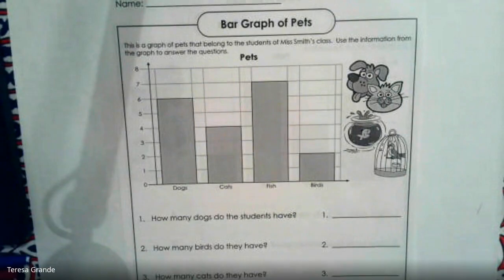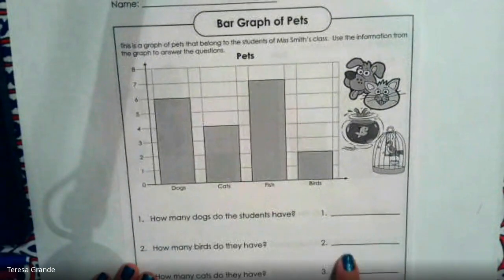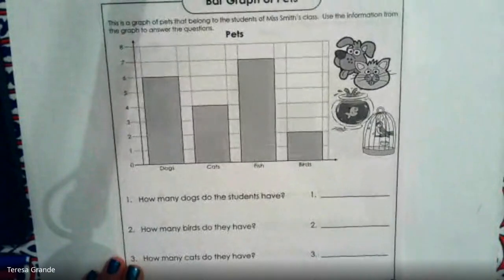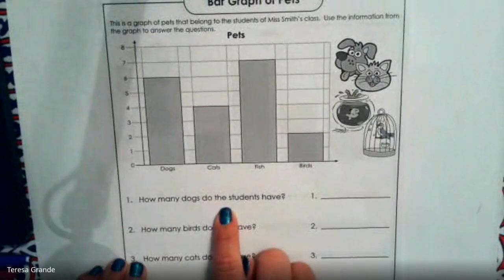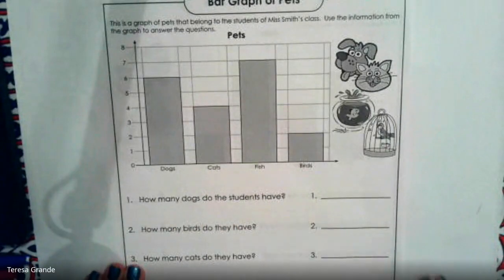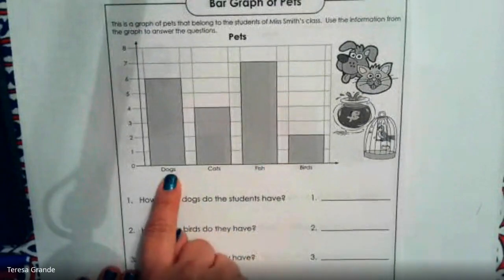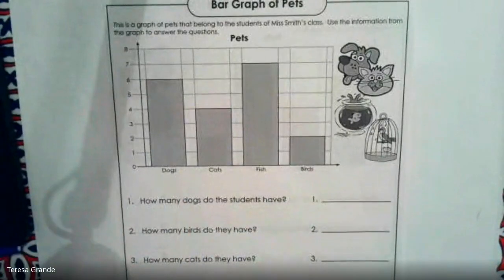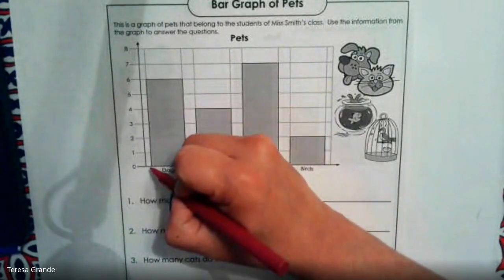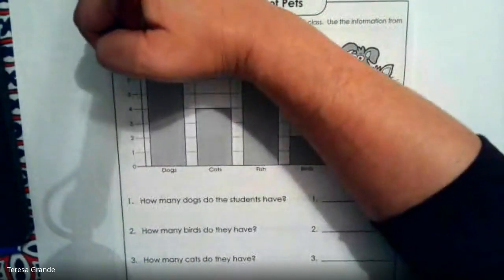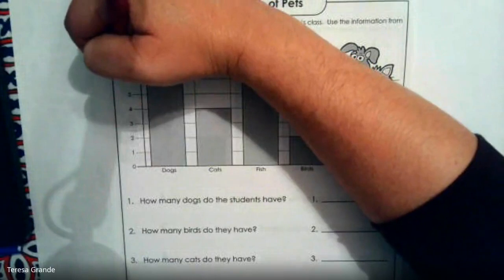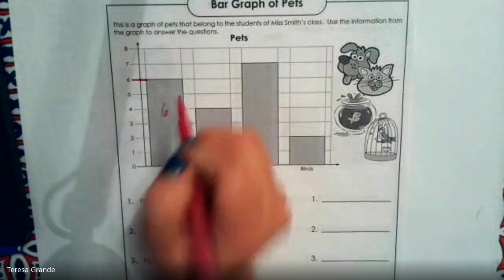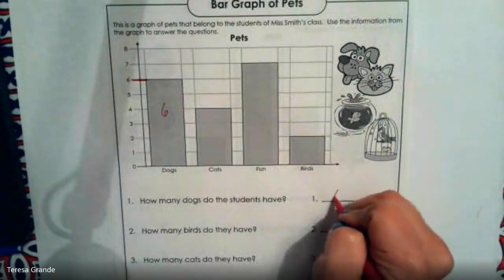We're going to use the information from the graph to answer the following questions. So let's take a look at question number 1. How many dogs do students have? In order for us to find out how many dogs they have, we need to find the bar that talks about dogs. So that's the first one. And we're going to go from the bottom, which is 0, up to the top of the bar, which is right here. And the number that corresponds with that is the number 6. There are 6 dogs.